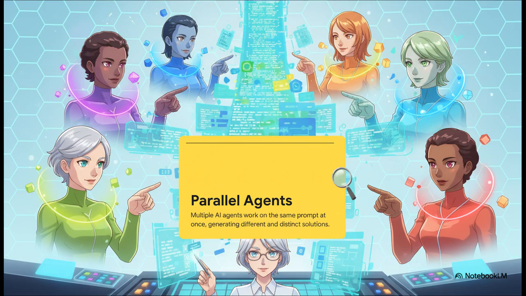So what does that actually mean? Well, with parallel agents, you can take a single prompt, just one task, and have 2, 3, maybe even 4 AI agents all work on it at the same time. You're not just getting one answer back. You're getting multiple, totally different approaches to solve your problem.